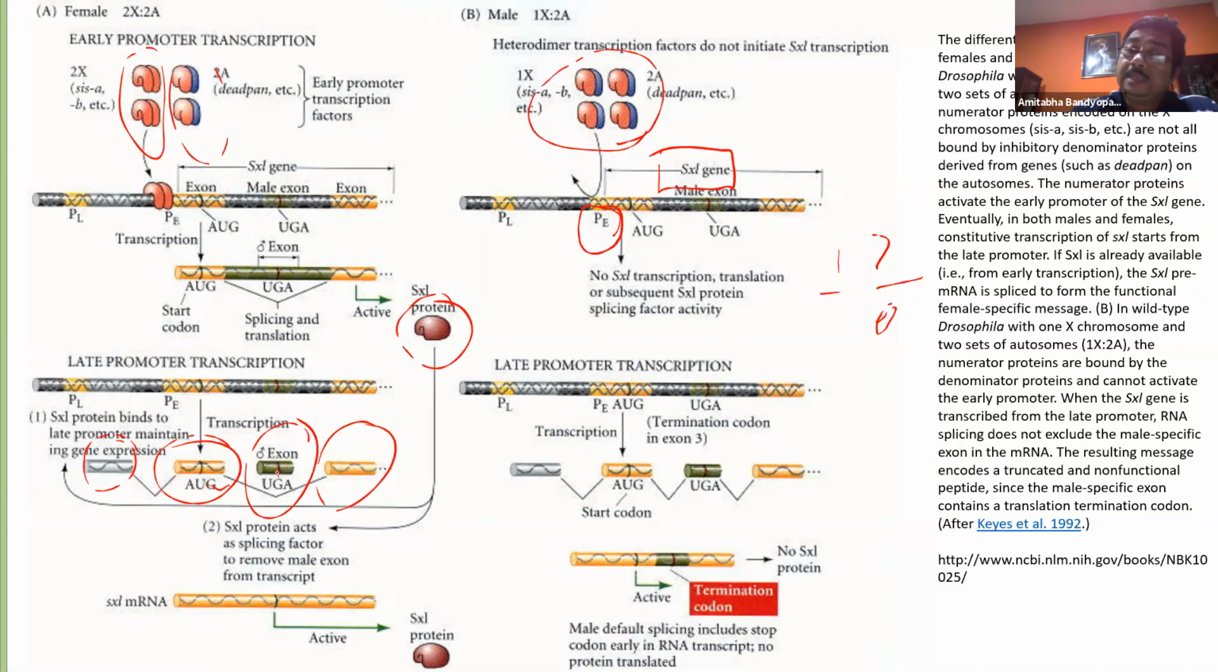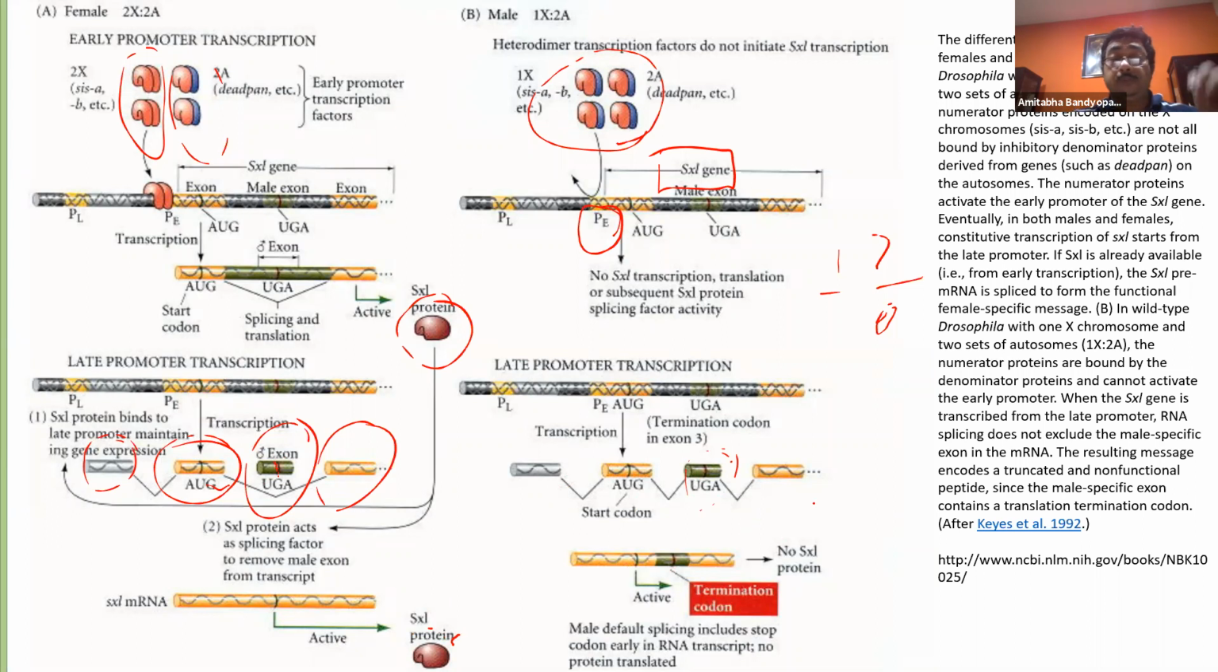Now, if this Sex lethal protein is there, then it acts as a splicing factor to recognize this as an intron, so that this is spliced out and you actually make a Sex lethal protein in the females. While in males, you have this exon also as part of the mRNA, and therefore there is a premature termination of the translation, and you do not have a functional Sex lethal protein.